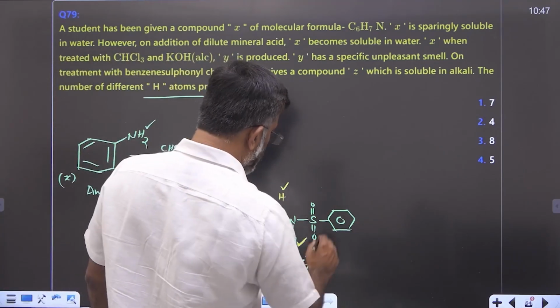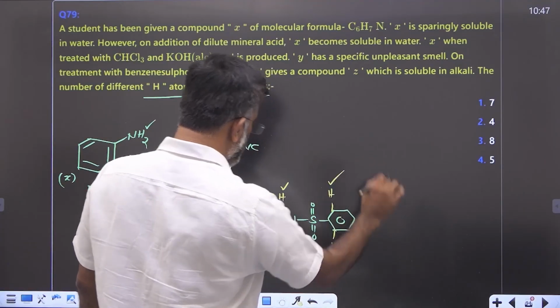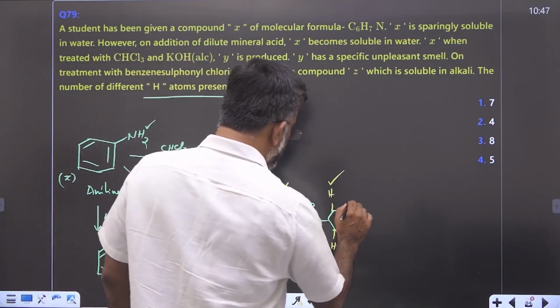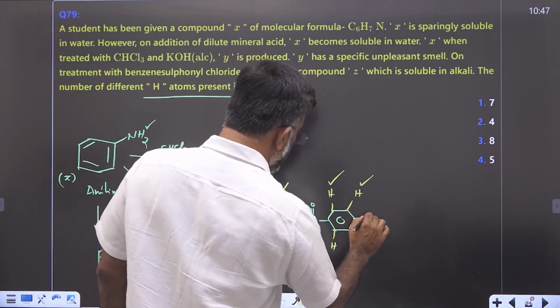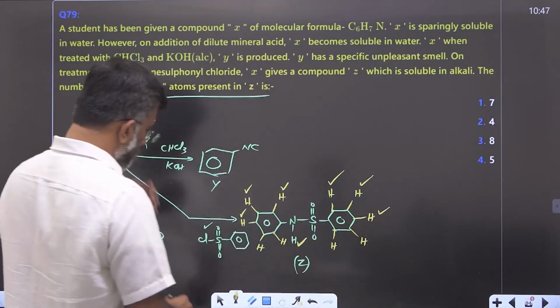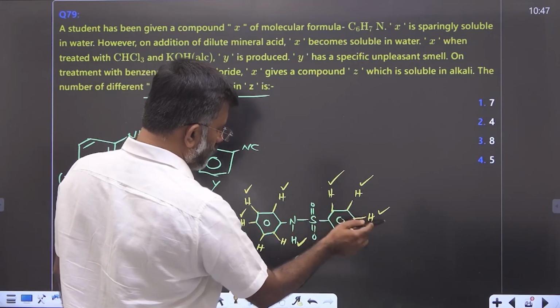Similarly, coming on to this side, this hydrogen and this hydrogen are same, so another type. This hydrogen and this hydrogen are same, another type. This hydrogen, another type. So totally 1, 2, 3, 4, 5, 6, 7.